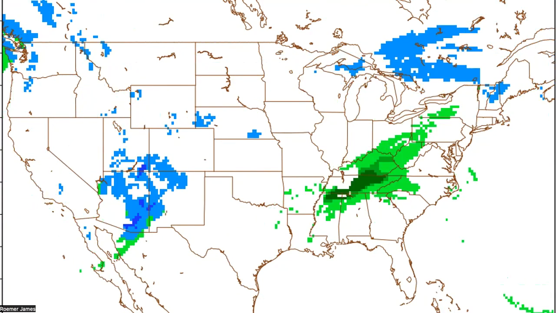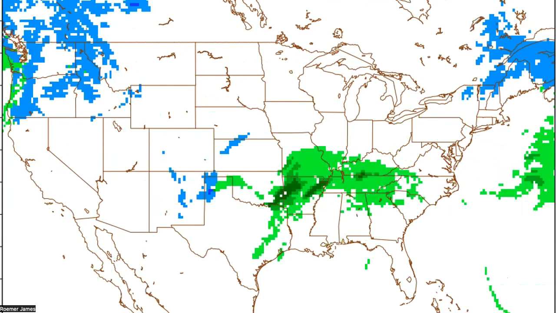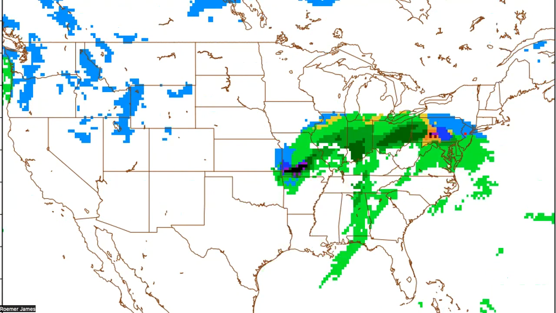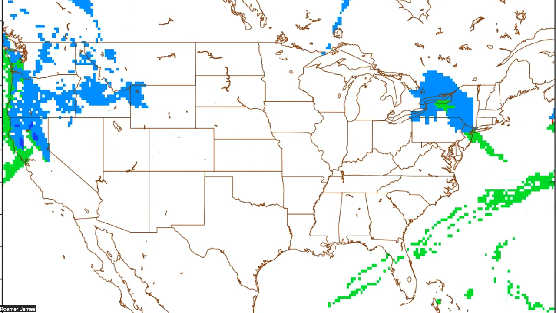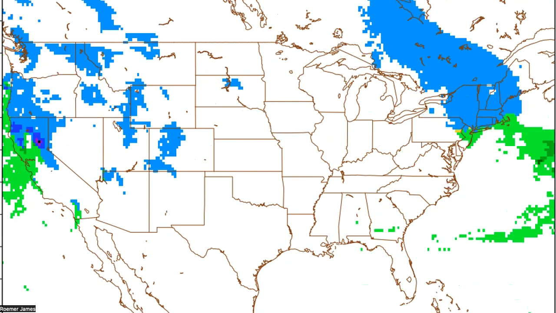Here's the loop of some computer models showing a storm in the Southeast there in green and red, with more tornado and severe weather on Thursday and Friday in the South, and then snow in blue over New England. Could be up to a foot north of New York City by Friday.